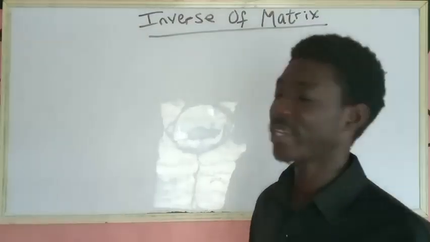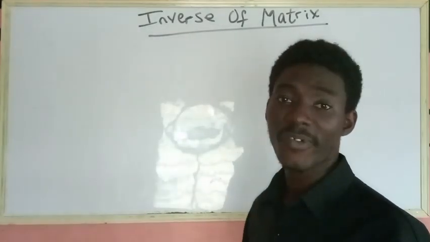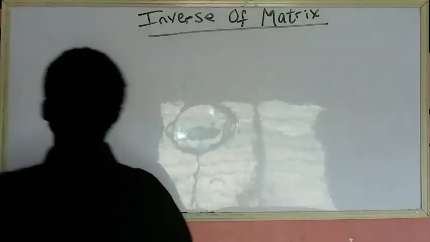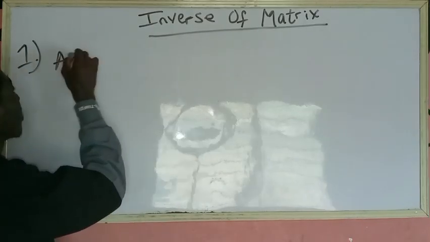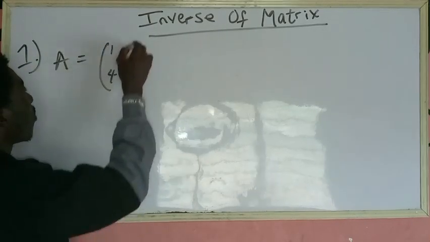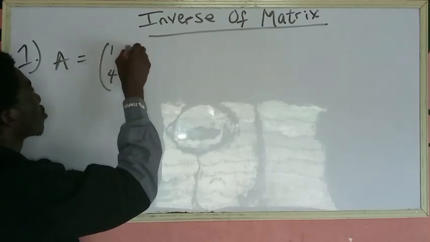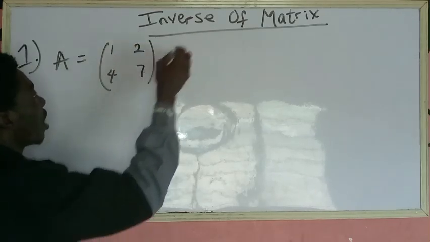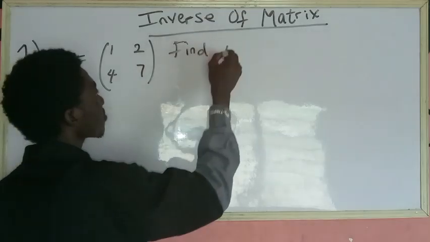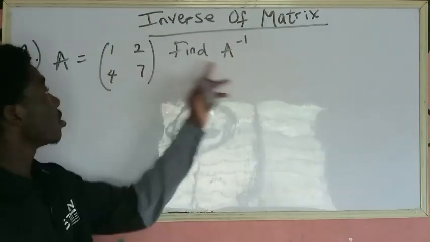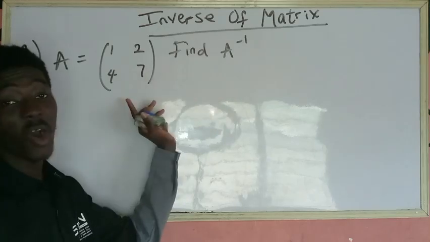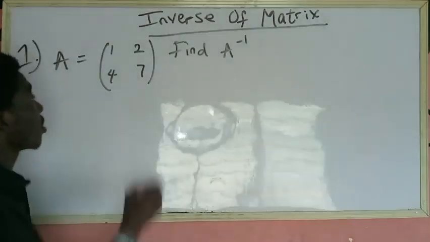This will be on the series on matrix and determinant. So we know how to check for the inverse of a matrix. Let's take one example. You have to look for the inverse of a matrix. Let's say A is equal to 1, 4, 2, 7 and you have to find A inverse, the inverse of this matrix. How do we do that?